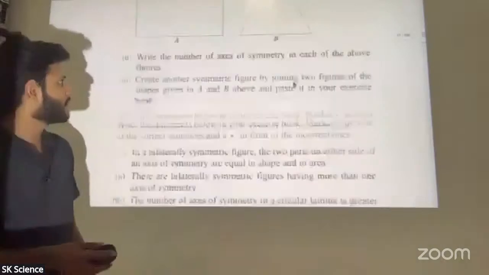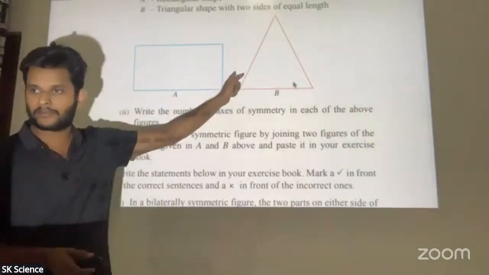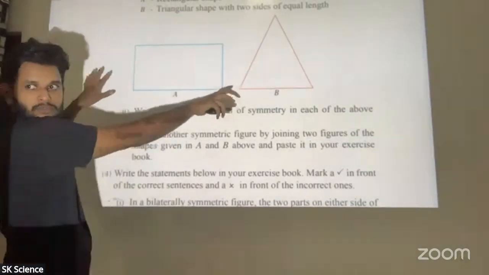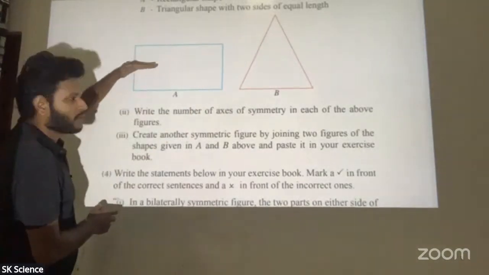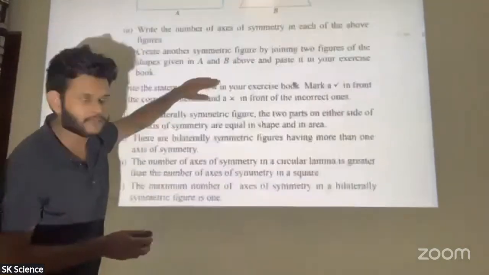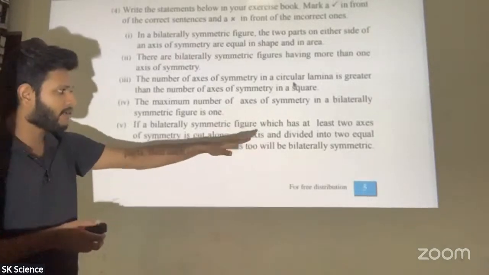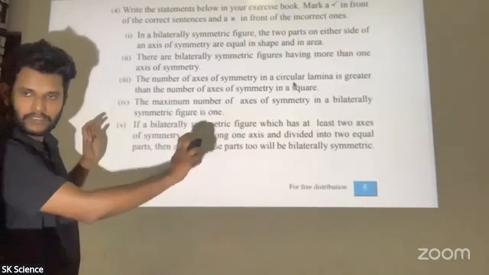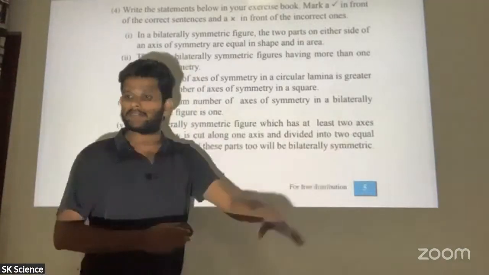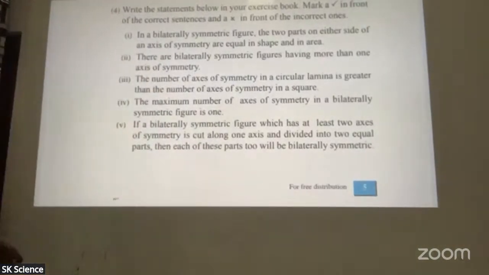Let's check it with a figure, right? This has two axes of symmetry. Am I correct? I cut this along this. Now there are two parts, no? This part is symmetric, and this part is also bilaterally symmetric. They ask to cut along one axis and divide into two parts. We divided. Then each of these two parts is also bilaterally symmetric. Correct? Right. Then only this is the wrong answer.